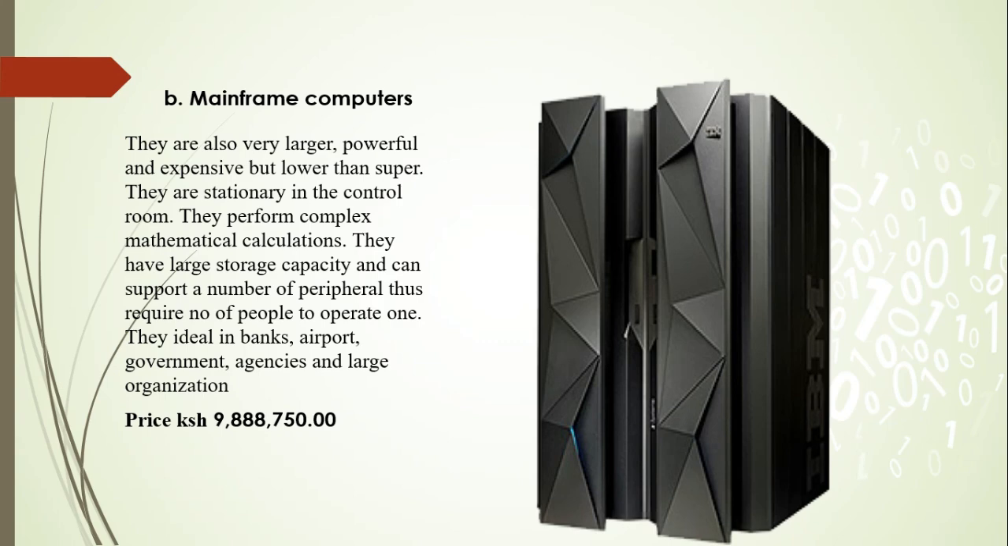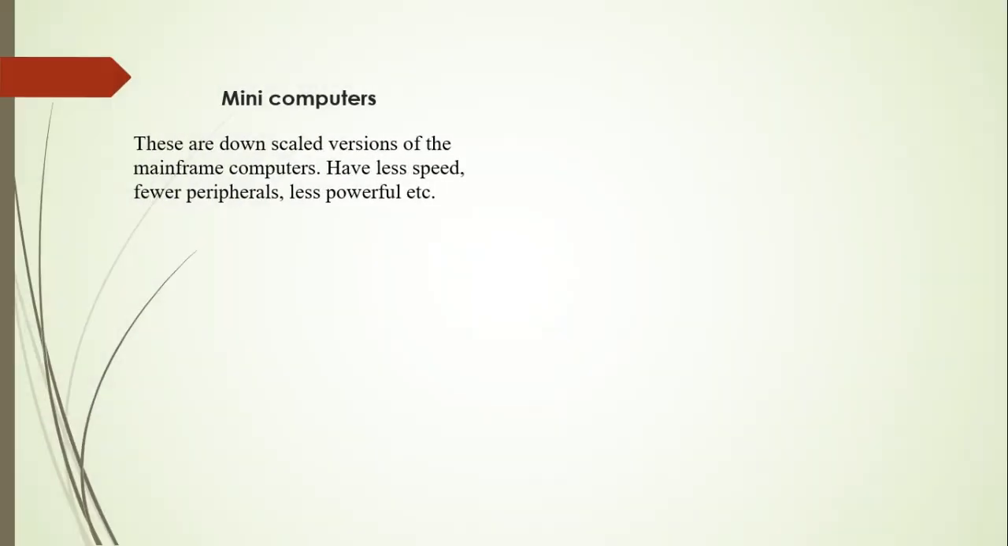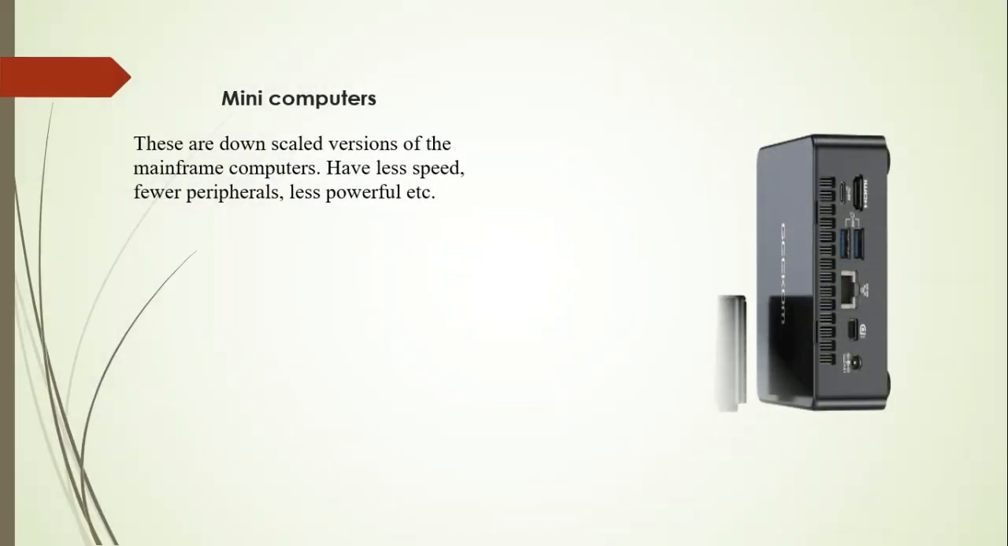When you talk about peripherals, it is simply input and output devices. Peripheral means input and output devices. Then they require a number of people to operate them. They are used in banks, airports, government agencies and large organizations. Approximated price is 9,888,750 Kenyan shillings. From there we go to minicomputers.